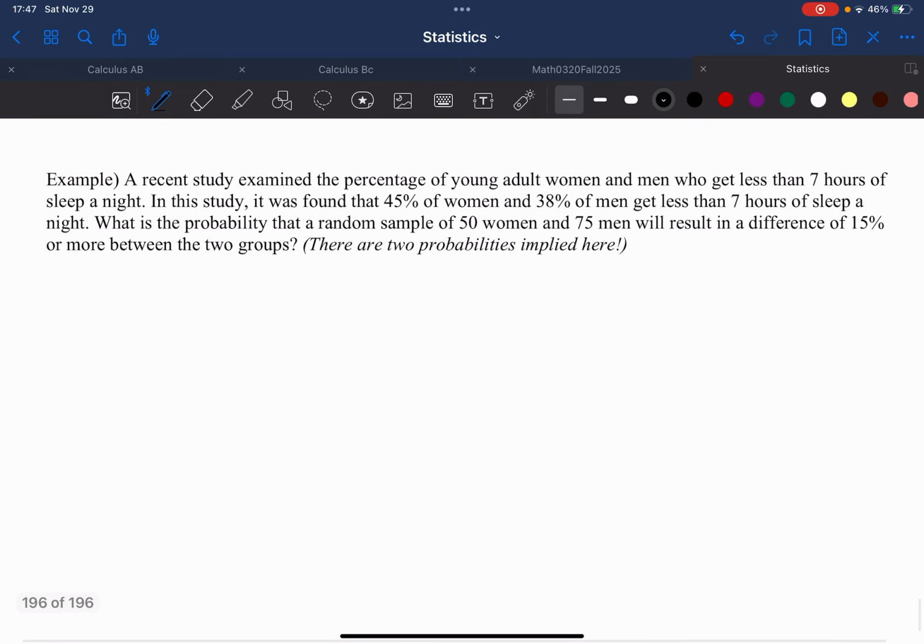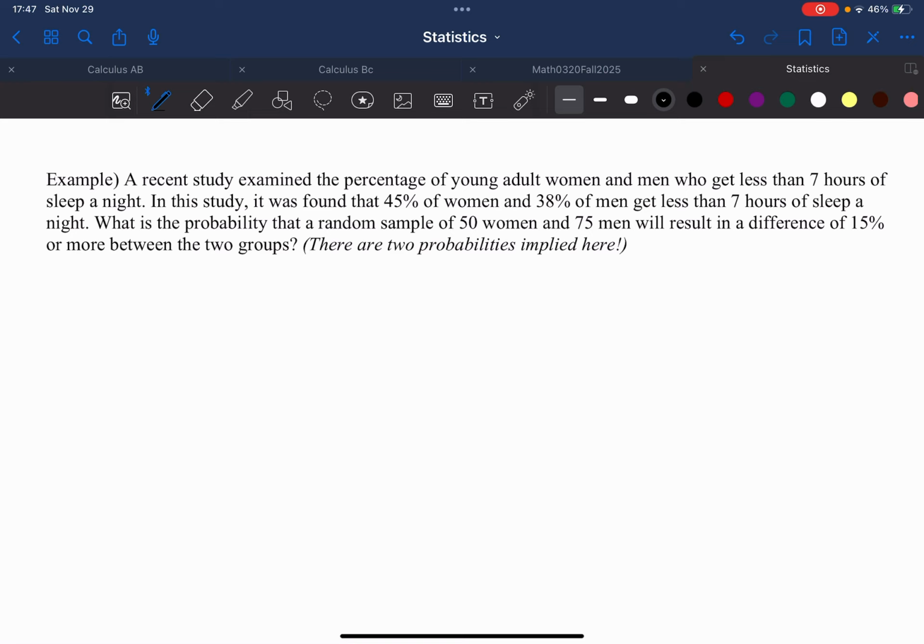So we have one example here, and it says a recent study examined the percentage of young adult women and men who get less than 7 hours of sleep at night. Notice this is similar to an example we did prior, but we only talked about young adult women. In this study, it was found that 45% of women and 38% of men get less than 7 hours of sleep a night. What is the probability that a random sample of 50 women and 75 men will result in a difference of 15% or more between the two groups?